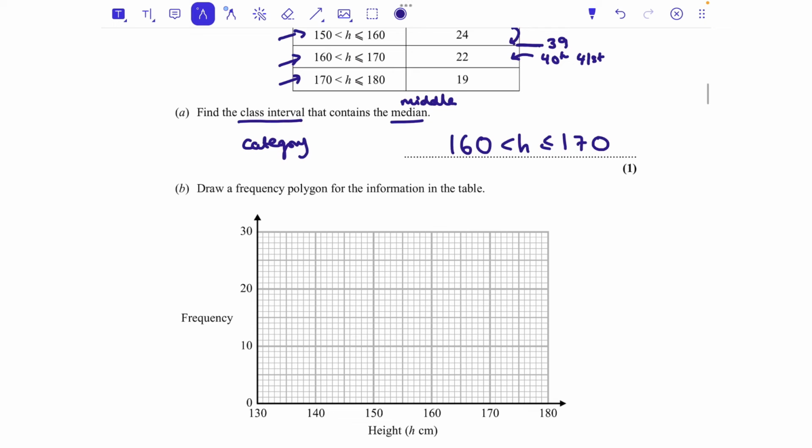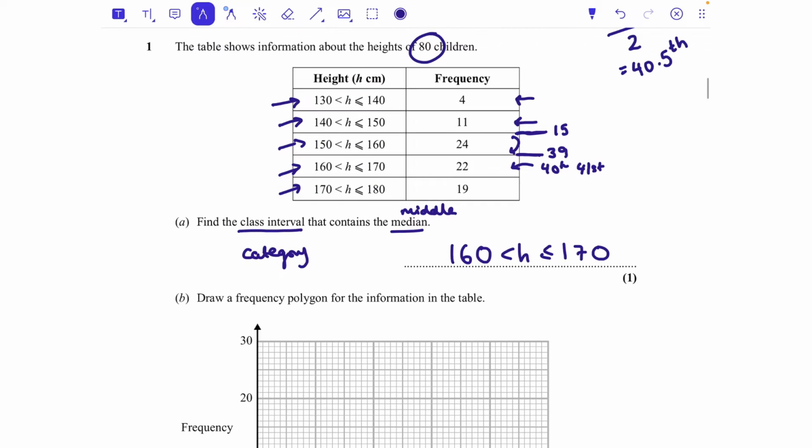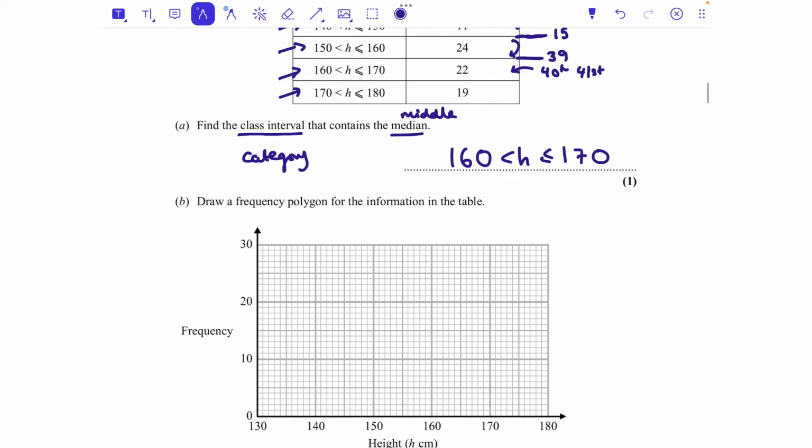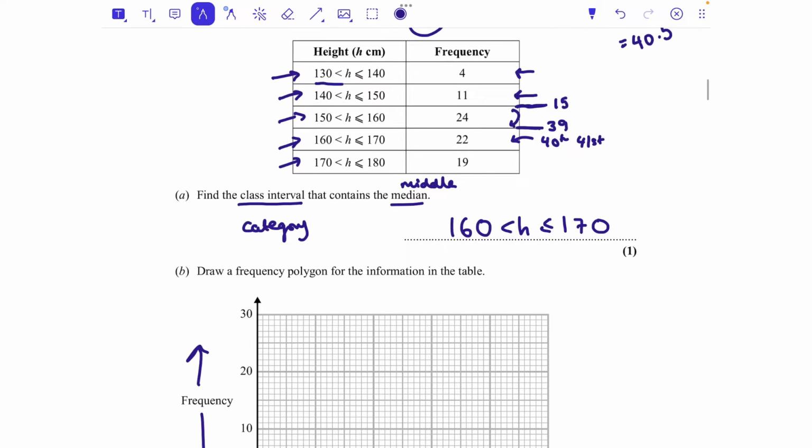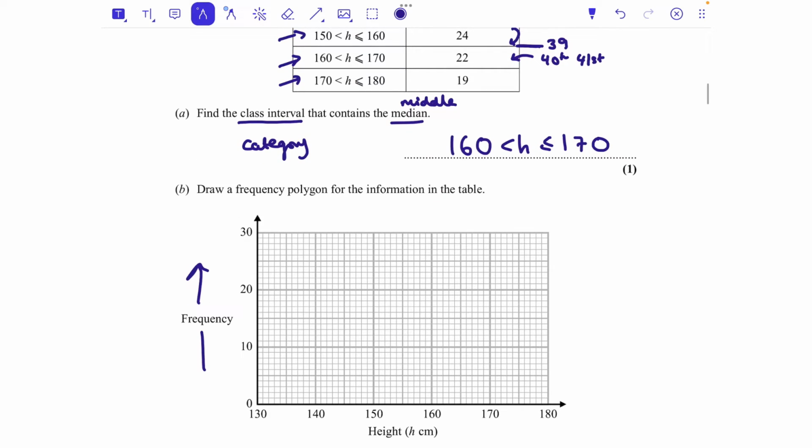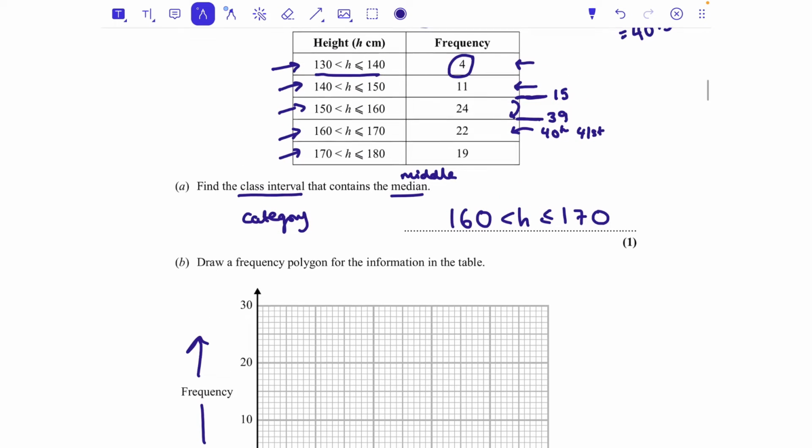We've then got to draw a frequency polygon for the information in the table. So for a frequency polygon, you're going to plot each value just as it is. The frequency is going up the y-axis, you can see that there. So we've got 130 to 140, we're going to plot 4. Now for a frequency polygon, you plot that in the middle of the category. So we're going to go across to 135 and go up to 4.